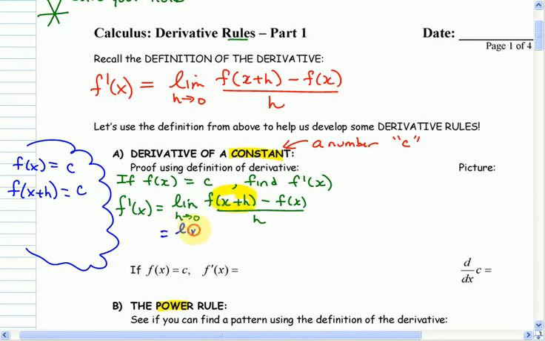Good. So let's write this down. Limit h approaching 0 of c, and then f of x is also c. So it's c minus c all over h. What's c minus c? 0. 0 divided by h. Now what do we get here? 0 over 0?